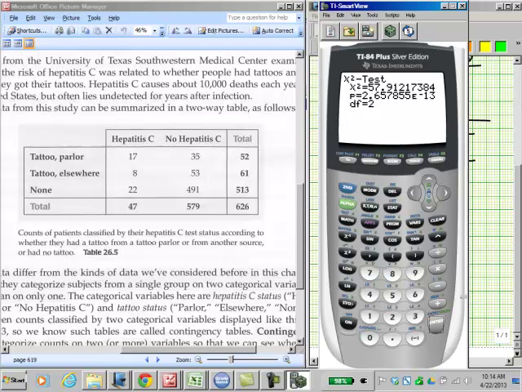There is evidence. Which is it, Kelly? Are you going to go get a tattoo, or are you not going to go get a tattoo right after class? No, there is evidence that there's a connection between tattoos and hepatitis C. Okay, all right. Wait, is this in the parlor or not in the parlor?